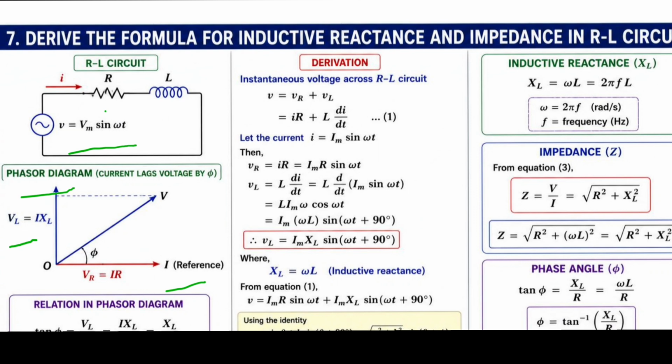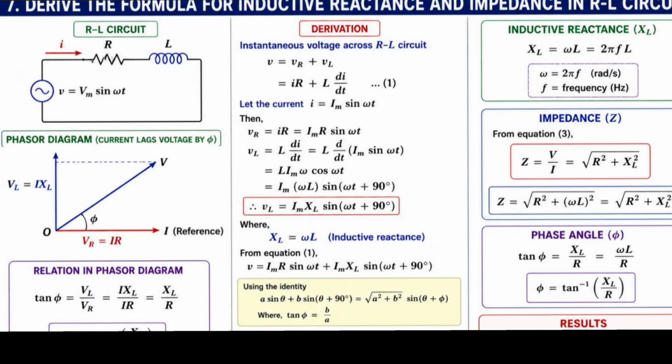So coming to here, derive the voltage across the RL circuit. Okay, so this is the derivation. Let us consider an RL circuit. V is equal to VR plus VL. According to this phasor diagram, V is equal to i R plus L di by dt. So let the current be i is equal to Im sin omega t. Here, if you represent the current, you can write it like this.